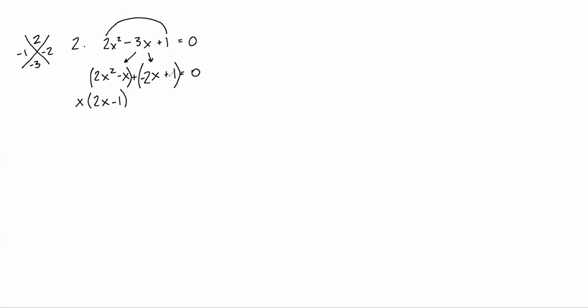Now, with this next group here, there isn't anything that they have in common besides a 1. But the big thing to keep in mind here is because we start with a negative, take out a negative. So I'll take out a negative 1. So I'm just going to change the signs of both of these so they become 2x minus 1 equals 0. And now let's factor out that 2x minus 1. And we're left with x minus 1.